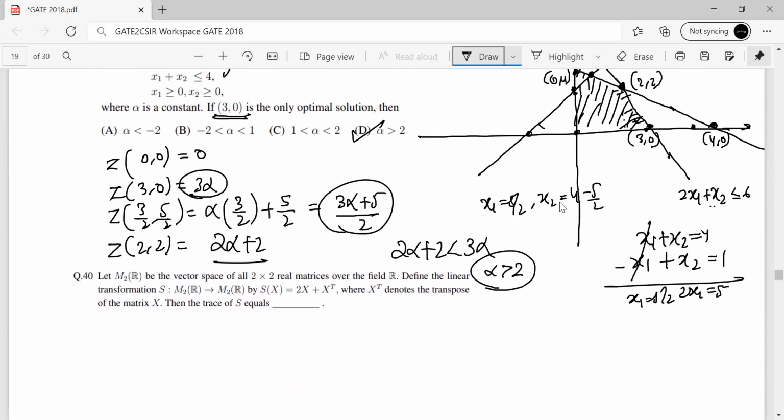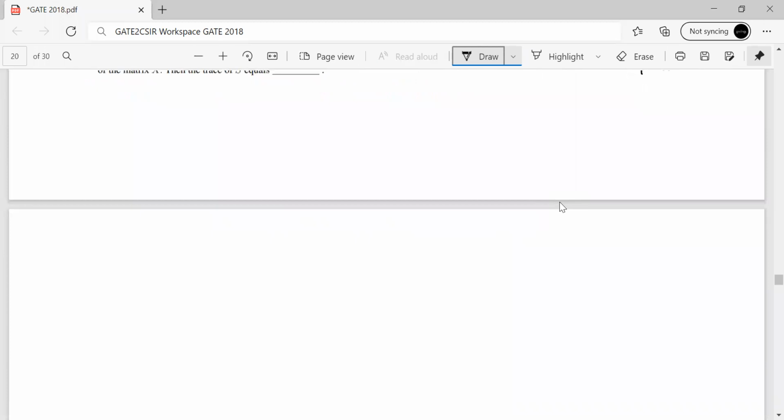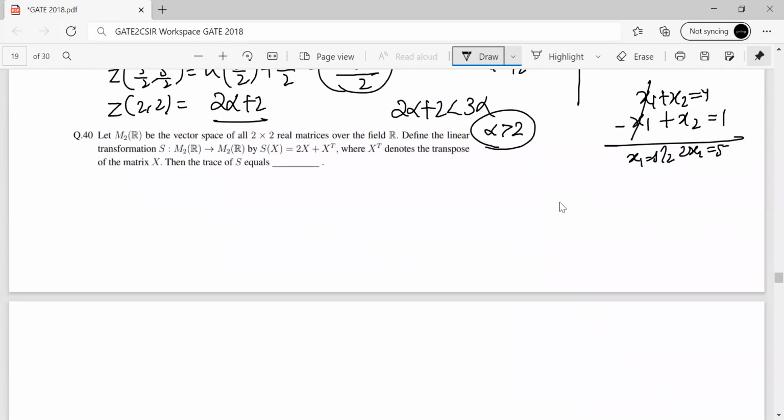And this is solved. Now let's solve question number 40. It says you have 2 cross 2 real matrices over the field R, and you have a transformation S from M2(R) to M2(R) given by this. They want the trace of S. This is quite easy, but a lengthy one. Still, we will try to make it short.